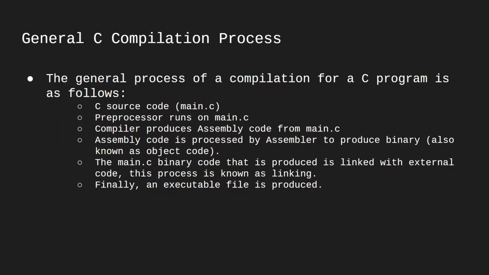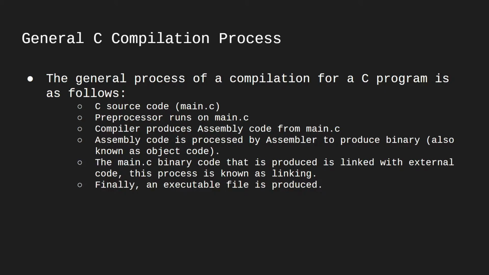So the general compilation process of a C program is as follows. You create a file that is some text file. In this case, we'll say main.c. We feed it to GCC or some type of compiler. A preprocessor is run, which we learned about in our Hello World example briefly. And then the compiler takes this code, this text, and then produces an assembly code from the C file.